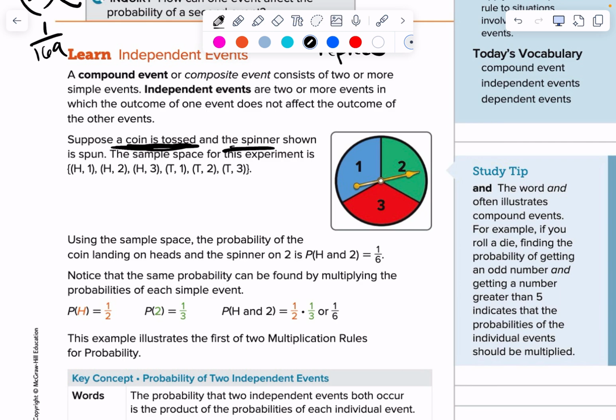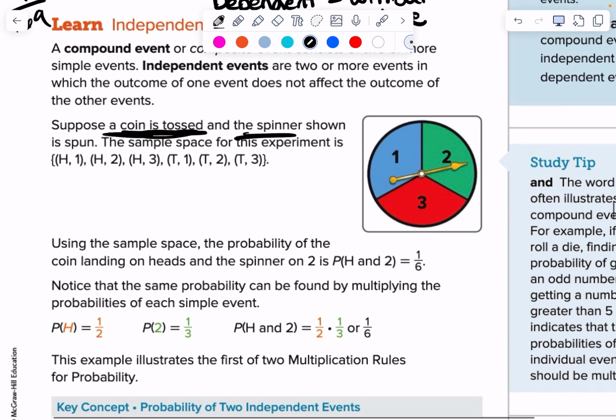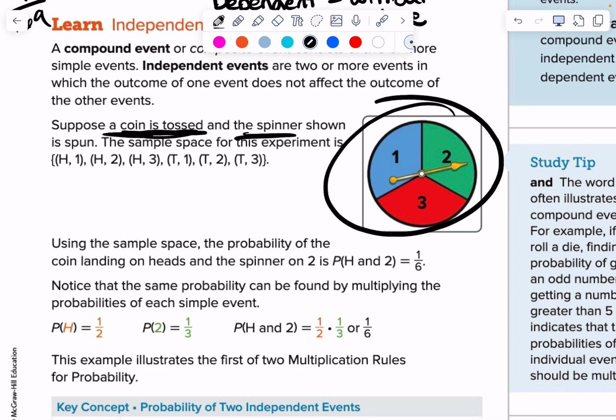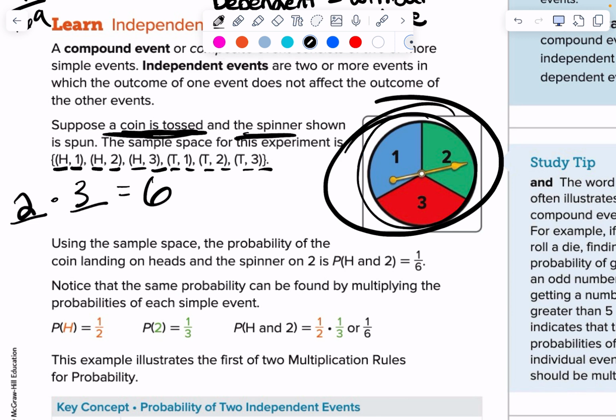Got it? So they say the sample space for tossing a coin and then spinning this spinner is I could get a head and spin a 1, heads 2, heads 3, or I could do tails 1, tails 2, tails 3. There are 6 different outcomes that I could get. The first outcome, heads or tails, has 2. The second outcome is a spinner that has 3 sections, and 2 times 3 is 6 total in my sample space. When you're listing out your sample space, it looks like this.